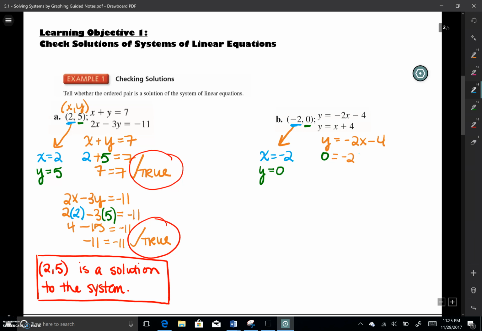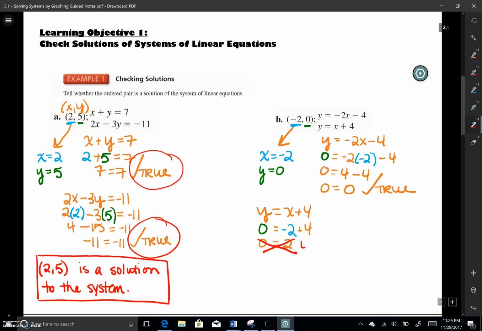I can't stop there though. I have to keep going and move on to my second equation. So I'm looking now at y equals x plus 4. Instead of y, I'm going to plug in my 0 for my ordered pair. Keep my equal sign. Instead of x, I want to plug in -2 and then tack on the +4 here at the end. 0 stays the same on the left. -2 plus 4 gives me a +2, but 0 does not equal 2. That is untrue.